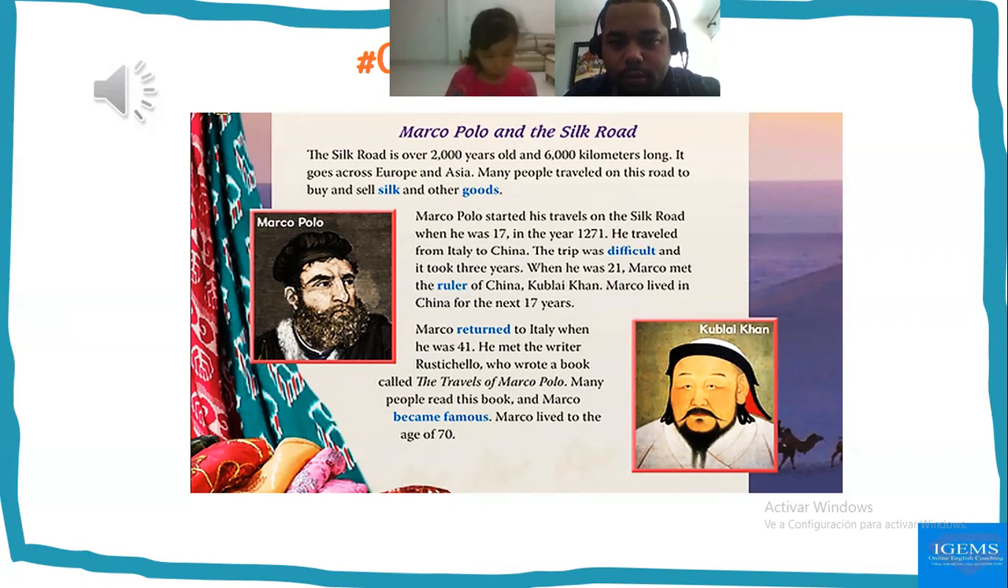When he was 21, Marco met the ruler of China, Kublai Khan. Marco lived in China for the next 17 years. Marco returned to Italy when he was 41. He met the writer Rustichello, who wrote a book called The Travels of Marco Polo. Many people read this book, and Marco became famous. Marco lived to the age of 70.